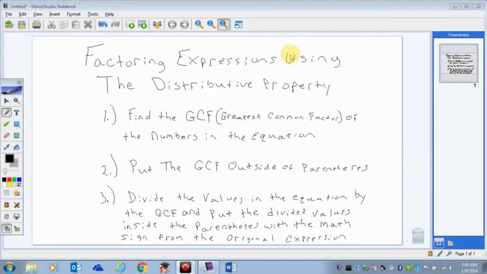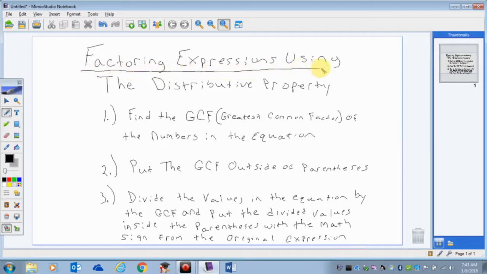Alright, today we're going to work on factoring expressions using the distributive property. We used the distributive property a little bit before we took off for the Christmas break, so we're going to get back to it and work on the second step of it. Before, we took an equation that was already set up in the distributive property and made it into the long form. Today we're doing the complete opposite.